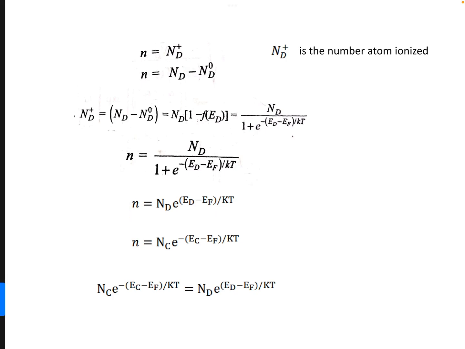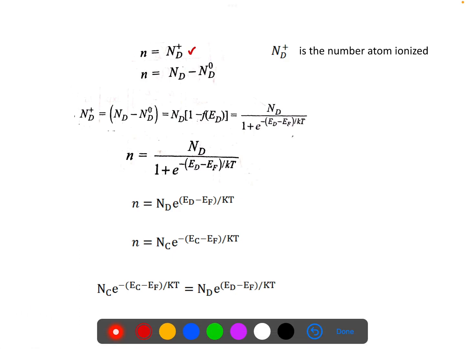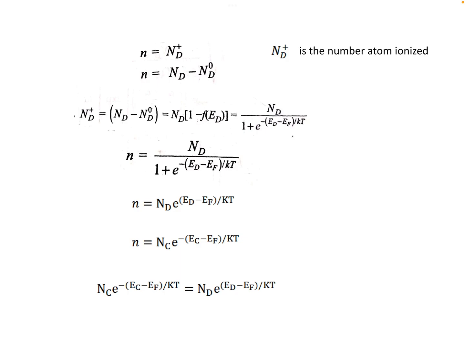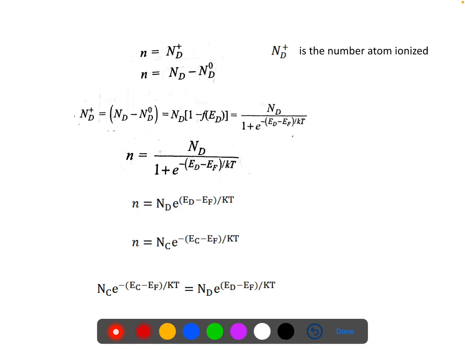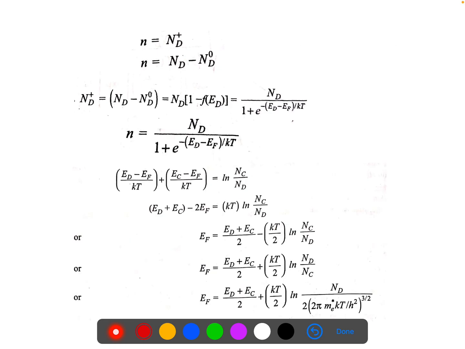So the logic is very simple. First you try to find out the number of donor atoms which are ionized, and then you equate, because the number of ionized atoms is nothing but the number of electrons available, and that will be equal to your number of electrons in the intrinsic carrier also. So that is the logic you are going to use. Now, same thing as I told you. So NC by ND, you take the ln of, because this is all exponential, so if you take ln, you are getting rid of that exponential.